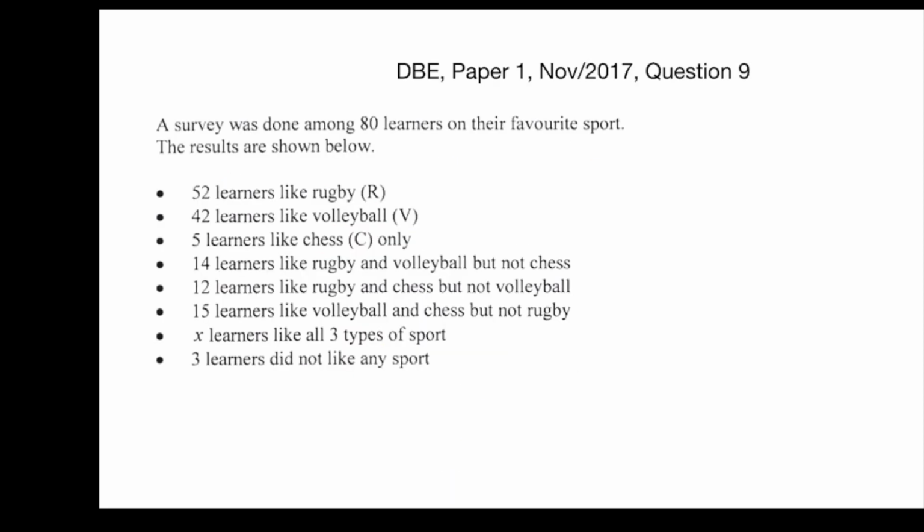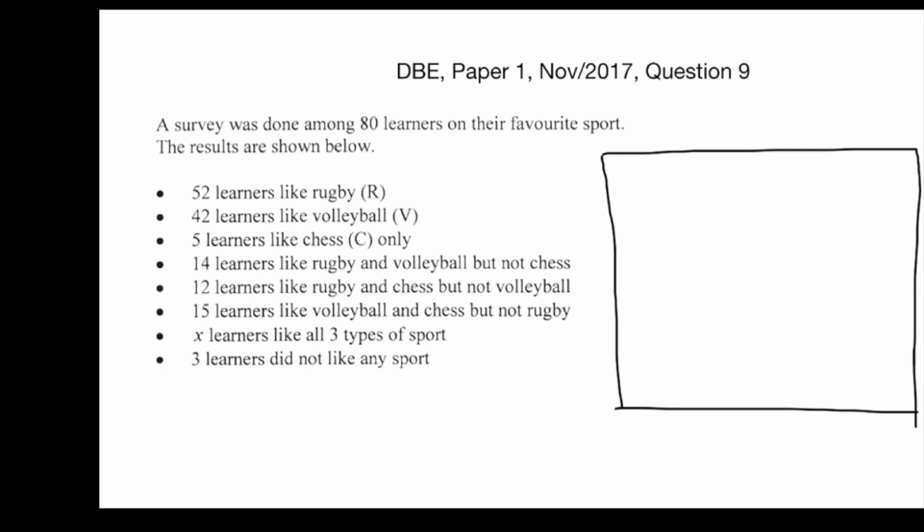Let's look at this example here. A survey was done among 80 learners. So clearly there are 80 learners altogether. They will ask us to draw a Venn diagram, but this is a word problem. This problem can be easily solved by drawing a Venn diagram.